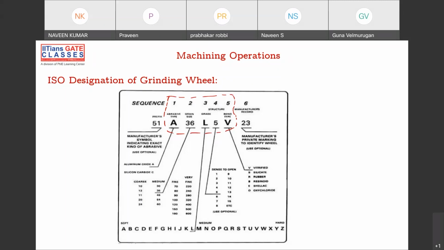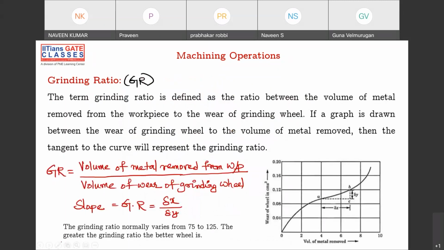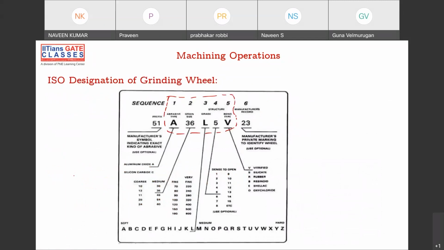Fine. So here we are discussing about this. These are the designations for grinding wheel. So this kind of designation will be used, that is what your standard organizations have. The prefix is not important, it is company specific, or manufacturer specific.